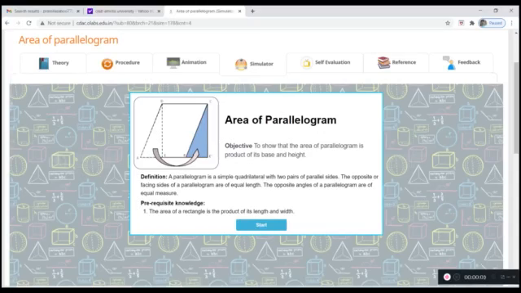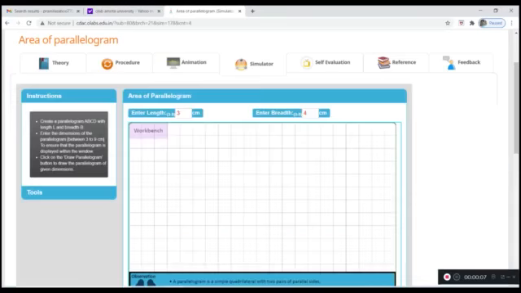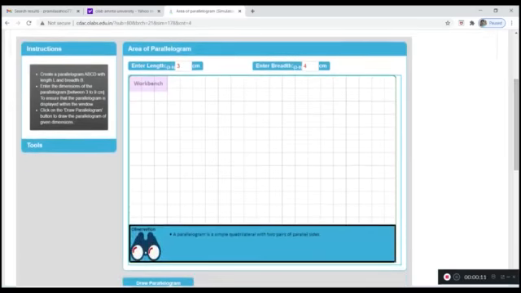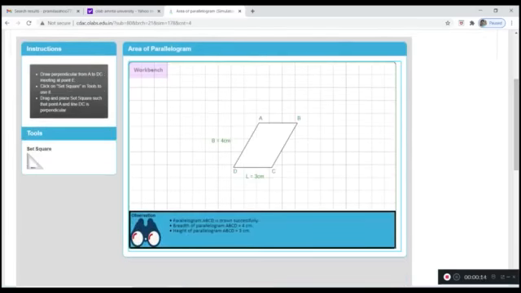Let us find the formula for area of a parallelogram by using online labs. So first we have to draw a parallelogram. So this is a parallelogram ABCD. So here we have to draw a perpendicular from A to CD by using a set square.